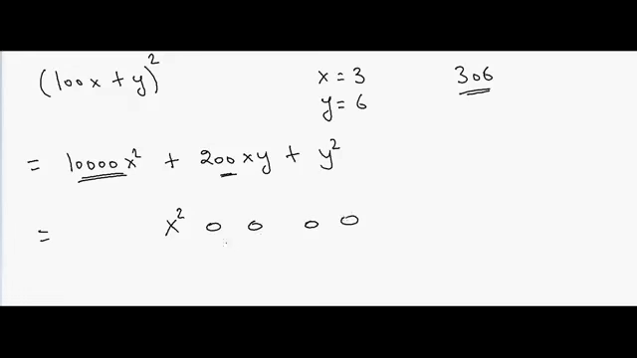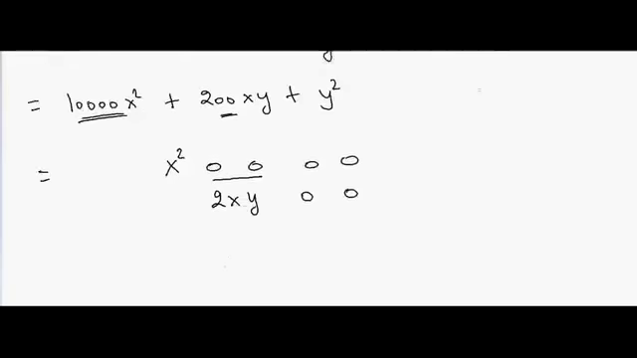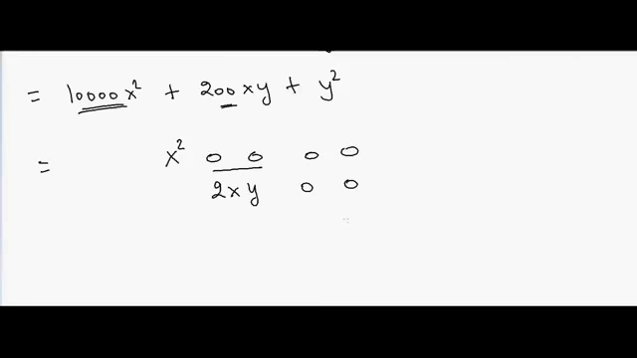So if we add them together, it will look something like this: x square 0 0 0 0, right? And then we have 2xy 0 0. So this 2xy will go onto the next two digits here, right? And then we have y square, which will go here. Because there is a 0 here, the y square can occupy the two digits in the end.